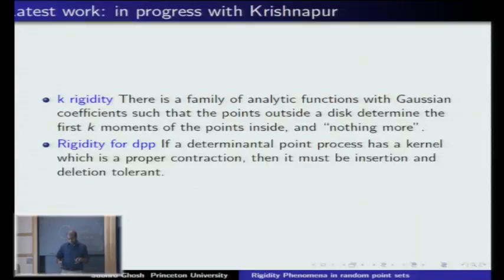We know that if you have a determinantal point process, then the kernel has to be a non-negative contraction in L2 mu, and we proved that if the kernel is a proper contraction, in the sense that it's not a projection, so there is some spectrum, it can have eigenvalues at 0 and 1, but it has some spectrum between 0 and 1, then it must be insertion and deletion tolerant. In other words, there cannot be any rigidity unless the kernel is a projection. Okay.